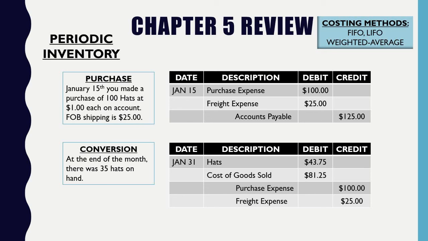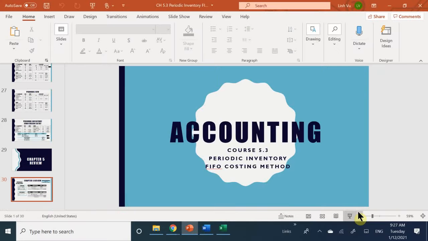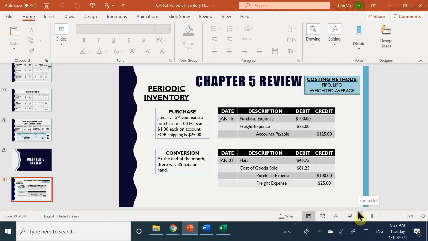But again, when we convert our expenses, we need to also assume that not everything is going to be transferred into the inventory. It's going to be sold along the way. So that's why we have a cost of goods sold account. Okay? And that's it for chapter 5.3. Okay? Any questions in regards to 5.3?